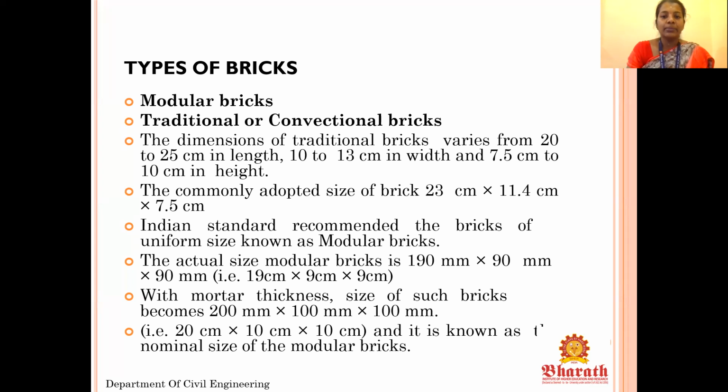Indian Standard recommends bricks of uniform size, known as modular brick. The actual size of a modular brick is 190 mm by 90 mm by 90 mm, that is 19 centimeters by 9 centimeters by 9 centimeters. With mortar thickness, the size of such bricks becomes 200 mm by 100 mm by 100 mm. So for each brick, 10 mm of mortar thickness is given. The 20 centimeters by 10 centimeters by 10 centimeters is known as the nominal size of the modular bricks.